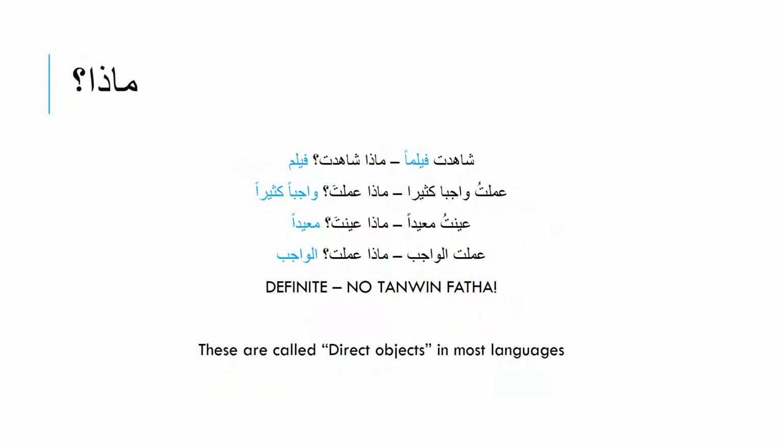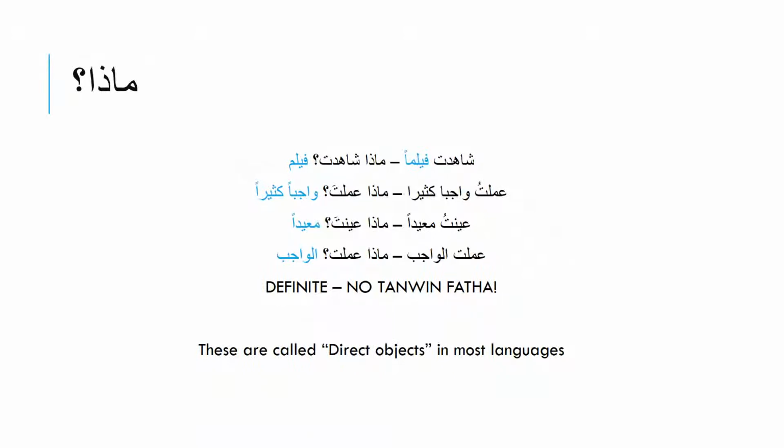Notice that if it has alif lam on it, we're not going to see this mark, but it still answers the question. Amiltu al-wajib. Madha amilta al-wajib, right? Notice above that we have the mark when it's indefinite. When it's definite, there is no tanwin fatha. We'll learn more about that later. But the main thing to notice is that it still has that same function, right? We don't always really care about these marks, but it's important to pay attention to the function.